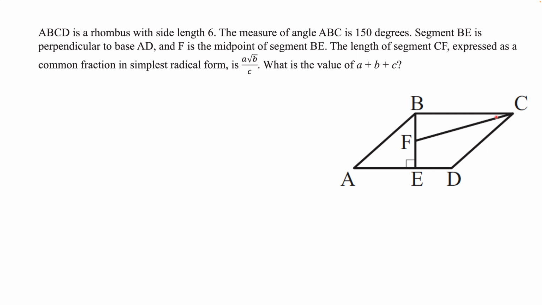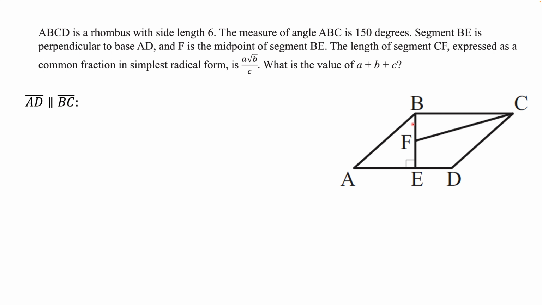Normally when we look at problems in geometry and we don't know what to do, it's worth just trying to investigate the problem and find what we can find. Well, let's start with angles. ABCD is a rhombus. A rhombus is a parallelogram with all sides of equal length. And in a parallelogram, opposite sides are parallel. So AD is parallel to BC.